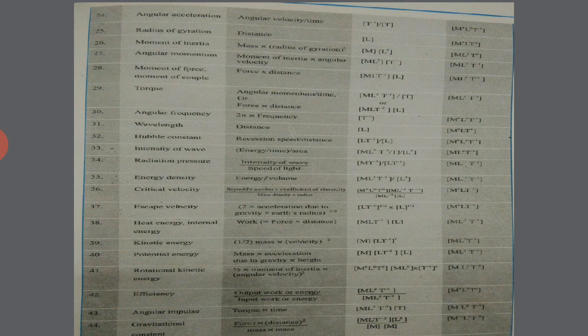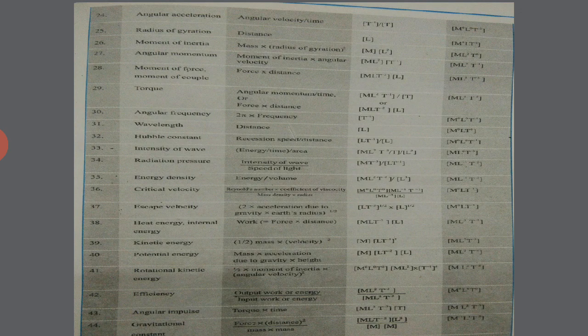Intensity of wave, energy upon time upon area. Okay, so solve out this. Radiation pressure, intensity of wave upon speed of light. Okay, then energy density, critical velocity, escape velocity, heat energy, internal energy, kinetic energy, potential energy.